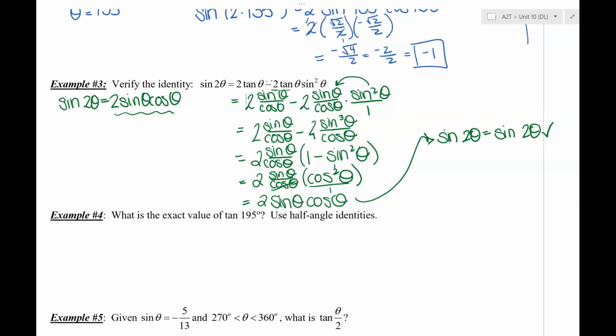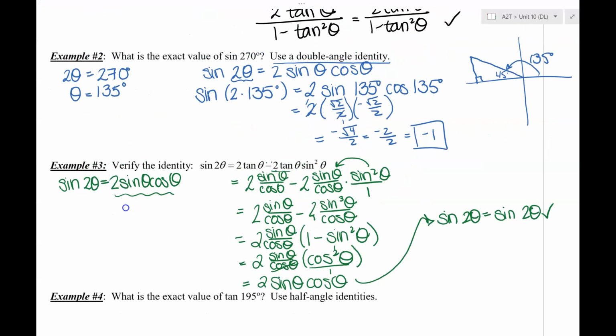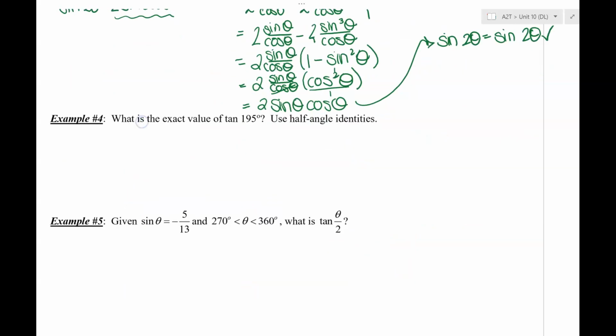Okay, example number 4. What is the exact value? Use the half angle. All right, for the double angle, we had to take what was given and cut it in half. For the half angle, okay, we're trying to find the tangent of 195. I didn't actually need to write tangent. That was the given, right? So 195 degrees. And we need to figure out how to put that into a half angle formula.